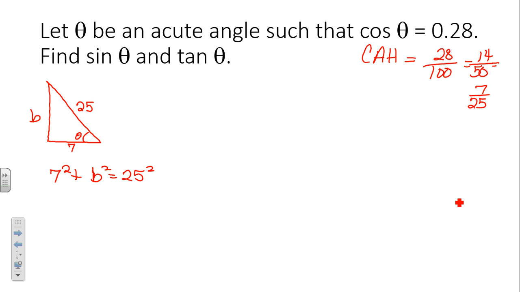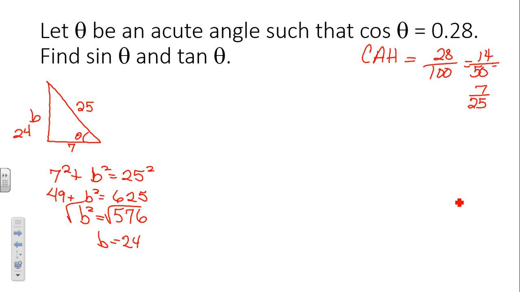Anybody recognize that Pythagorean triple? Nope. Okay. So 49 and b squared is 625, right? And so b squared will be 625 minus 49. And the square root, 24. We only want the positive value here because we don't want to talk about a negative length. Okay, so b is 24.